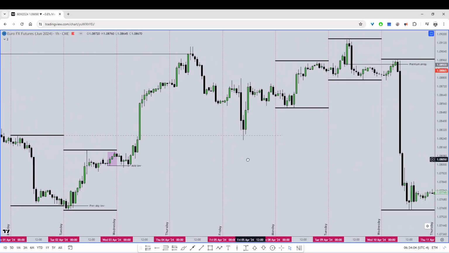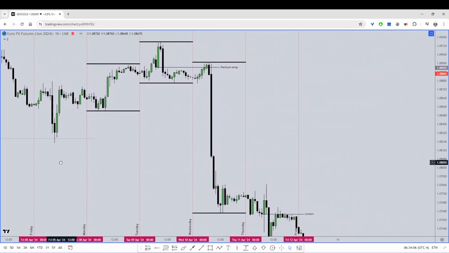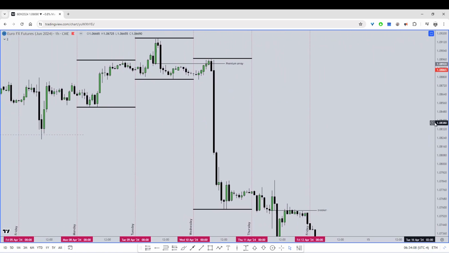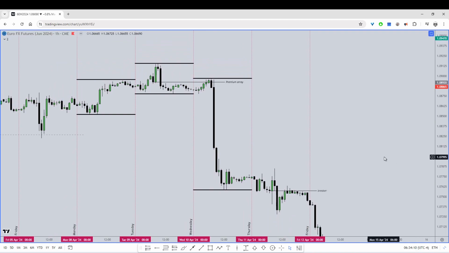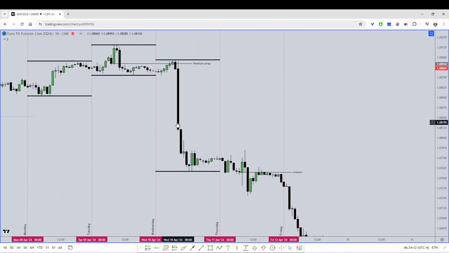Another example of the weekly profile is here. So the following week, what we have is a Tuesday high profile. So again, letting Monday play out, Tuesday uses Monday's range as a look back. Tuesday was a consolidated day.